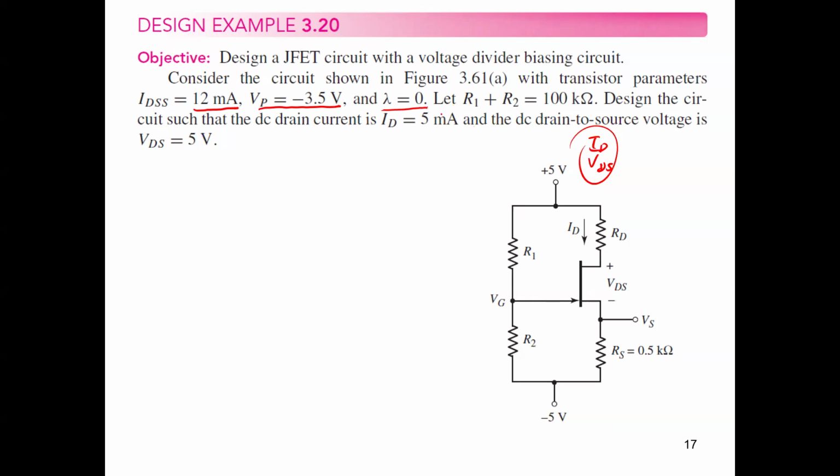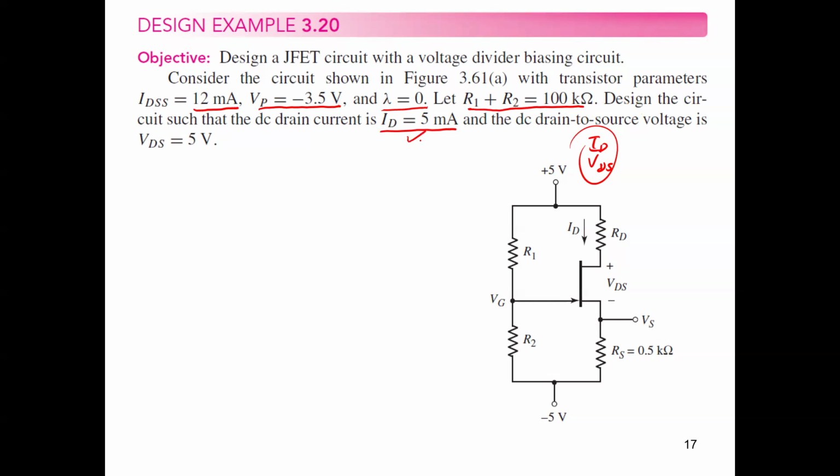So we have the value of the drain current, and we have the input resistance value. The input resistance is nothing but, as we mentioned before, R1 and R2. So R1 plus R2 together equals 100 kilo ohm, but we don't have the value of each one. So we can just use this equation in our example to make the analysis. Design the circuit such that the DC drain current equals 5 milliamperes.